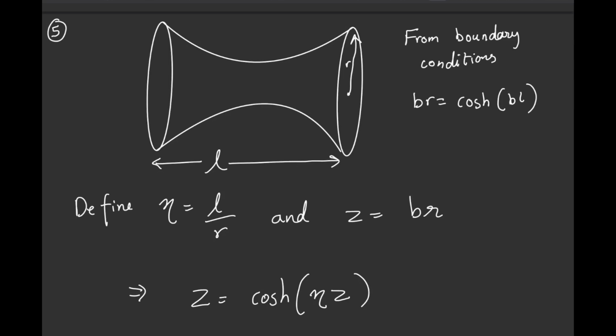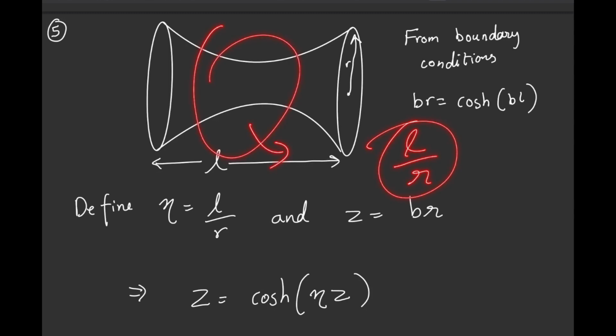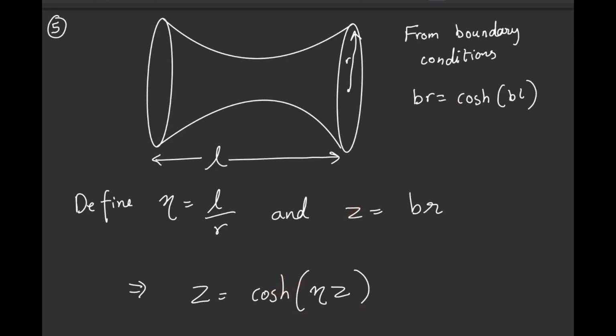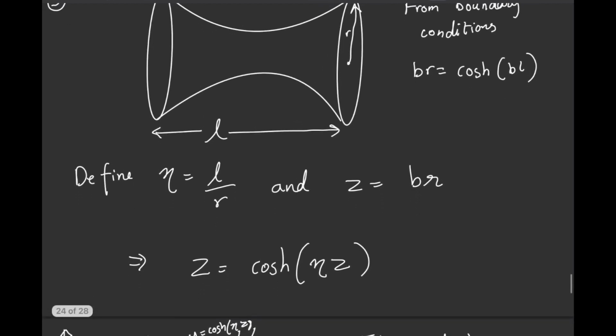It would be helpful to write stuff in a small manner, and it gives more beautiful looking answers. Okay, so I'm going to be defining two new variables here: eta, which is nothing but the ratio of L and R, and z equal to bR. So essentially what I have to find in this problem is the maximum ratio L by R for which this is stable and it doesn't break. So substituting this back in, I just get z is cosh of eta z.